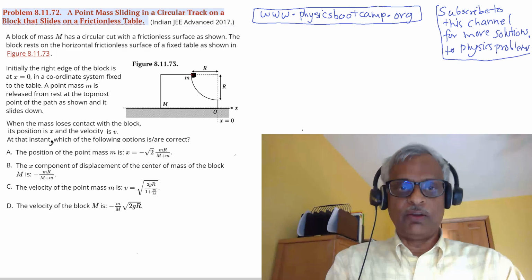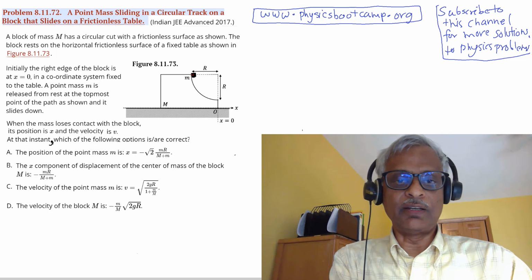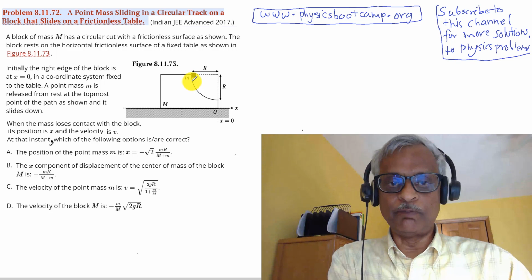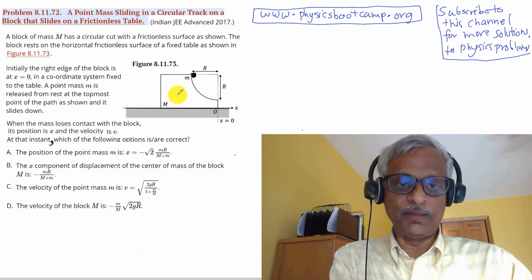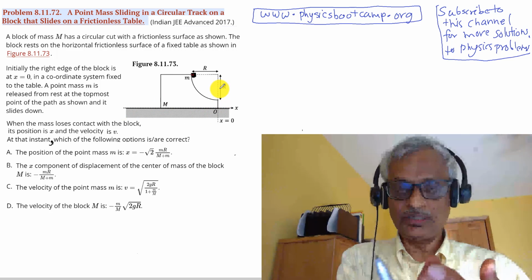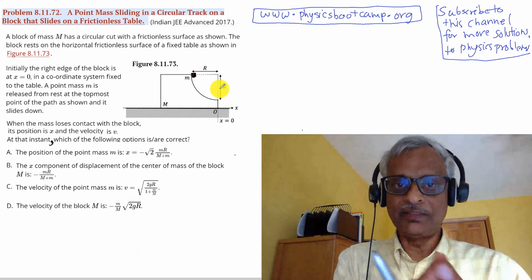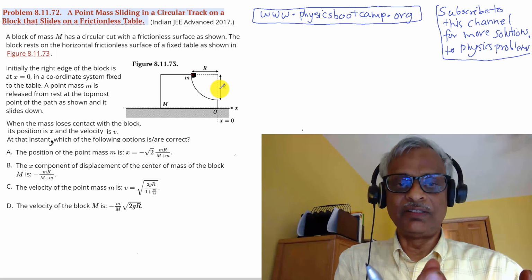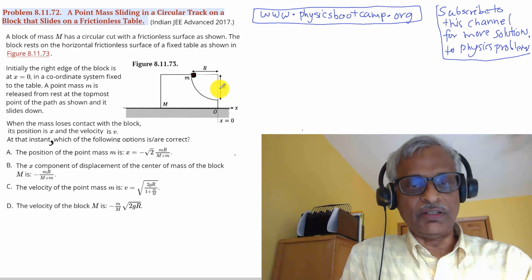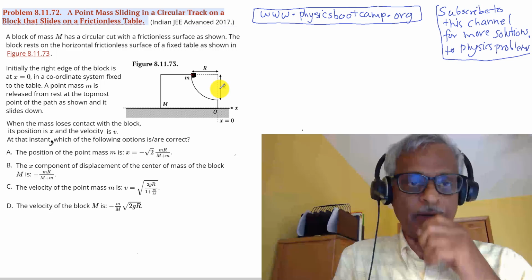This is a problem that has a lot of different concepts involved. So, we'll try to set it up. It says center of mass motion, momentum conservation, and kinetic energy conservation as well. Energy conservation, not just kinetic energy, just energy conservation as well.